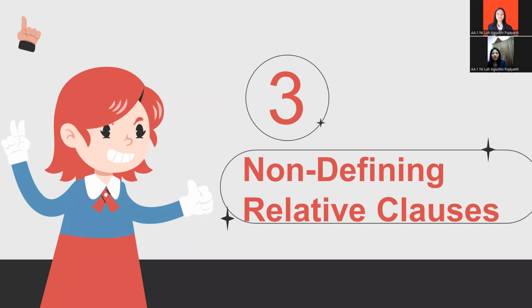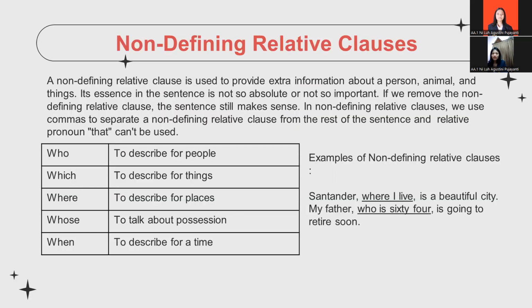Next, non-defining relative clauses. A non-defining relative clause is used to provide extra information about people, animals, and things. Its essence in the sentence is not so absolute or not so important. If we remove the non-defining relative clause, the sentence still makes sense. In non-defining relative clauses, we use commas to separate the non-defining relative clause from the rest of the sentence, and the relative pronoun that cannot be used.